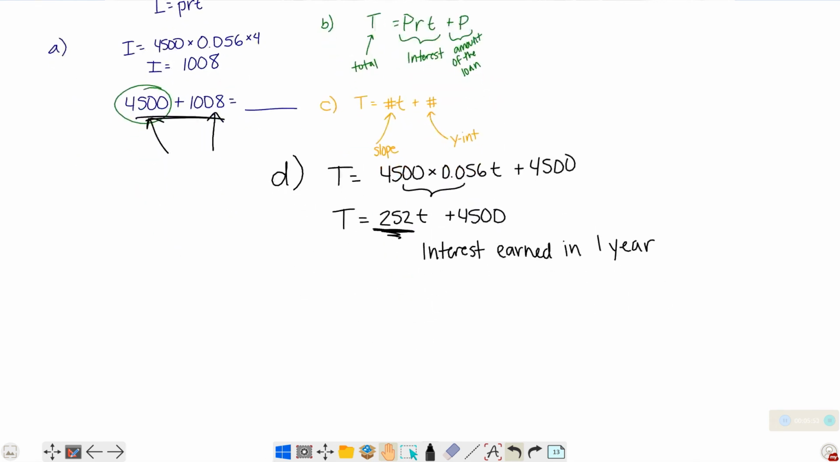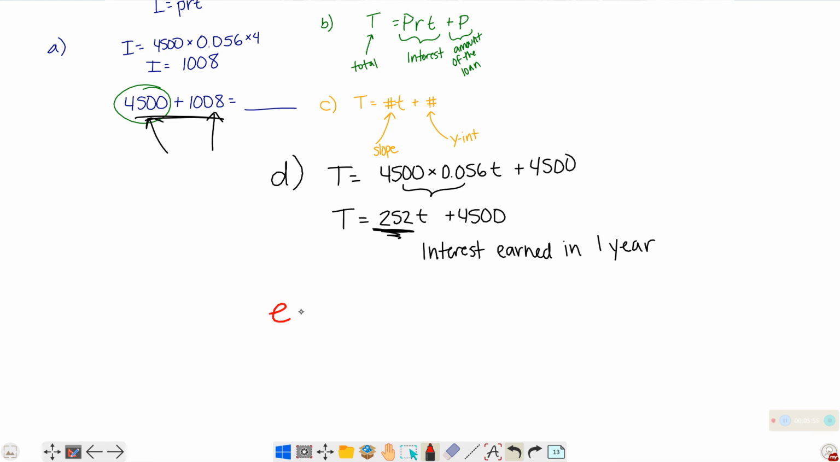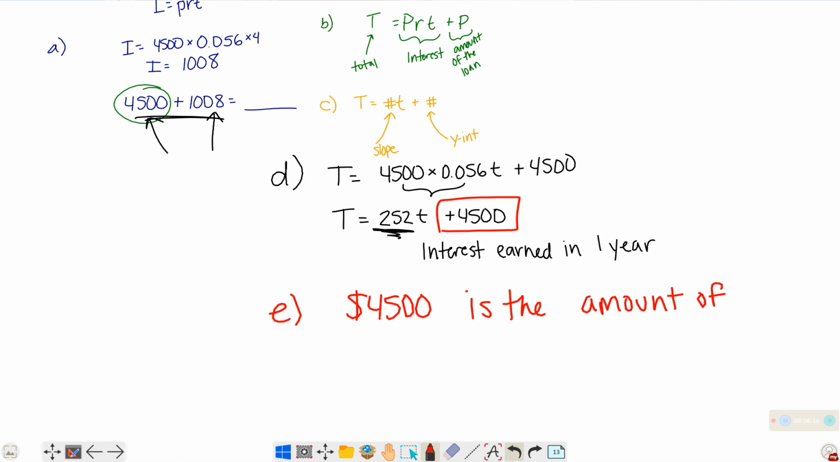Now for part E. Part E says interpret the y-intercept. The y-intercept is that piece that we add on to the end. Where did it come from? What does it mean? The $4,500 is the amount of the original loan. It's how much he took out for his student loans.